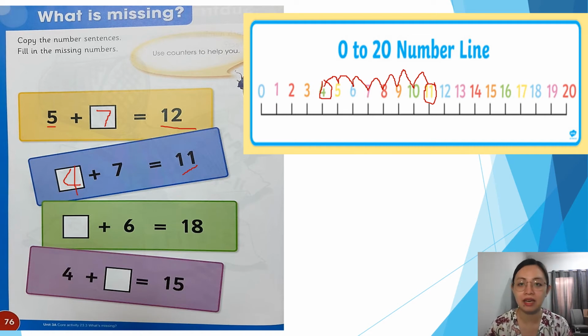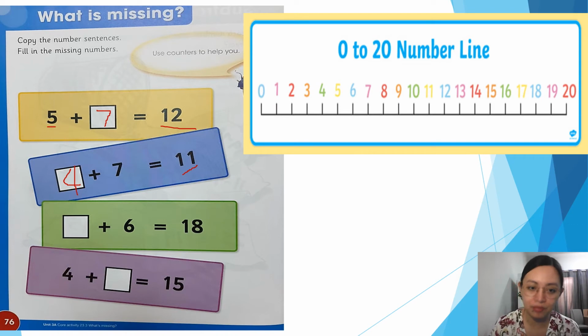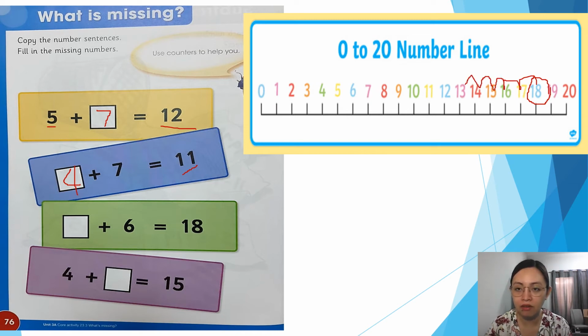Okay, kids, let us check your answers. So what's your answer in the third one? Blank plus 6 is equal to 18. So let's check if your answers are correct. Let's start with 18. We're going to subtract 6. So we're going to move 6 jumps to the left. 1, 2, 3, 4, 5, 6. So were you able to get number 12? Is your answer correct?